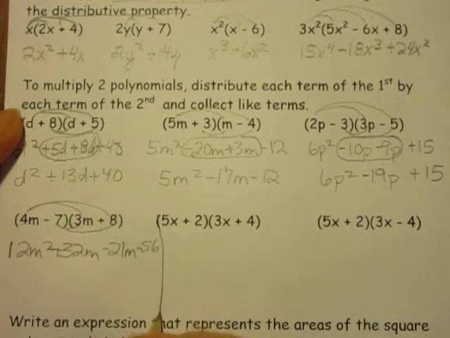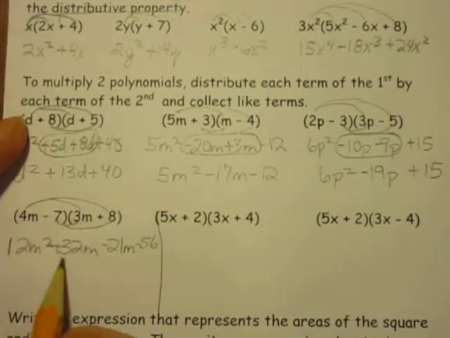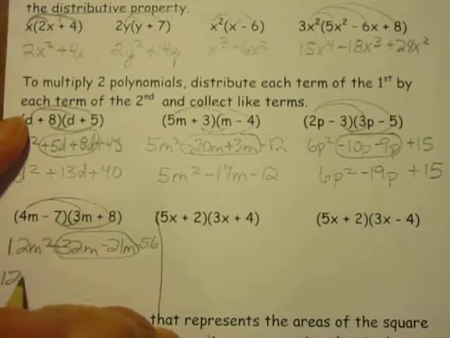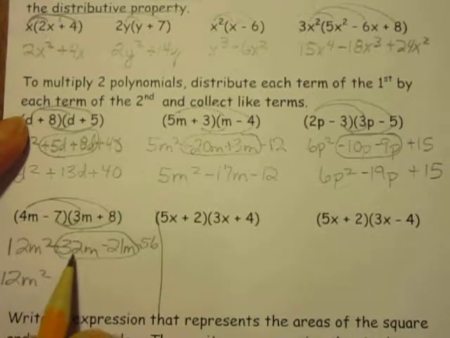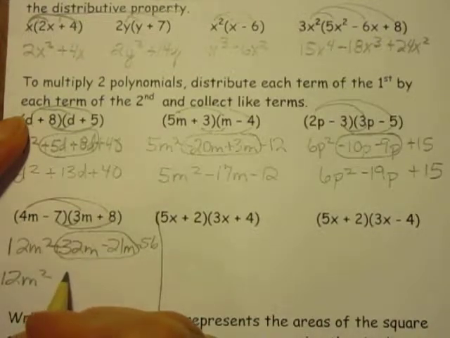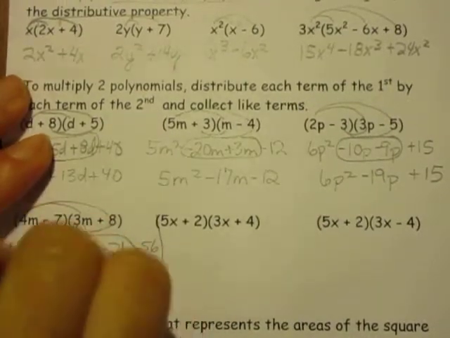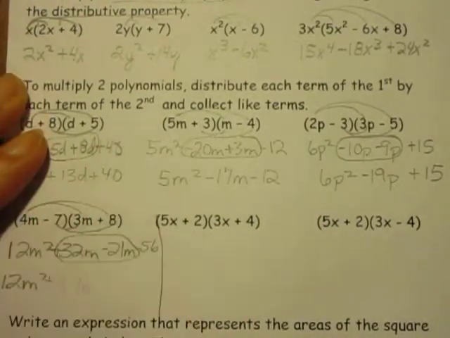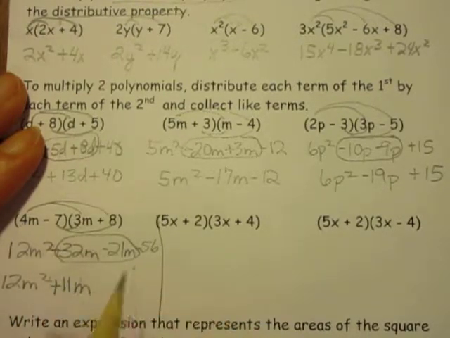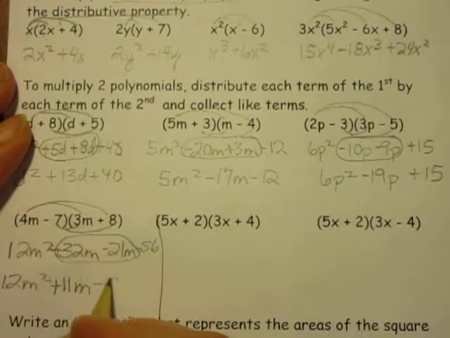I'm going to have to make sure I separate. Okay, so I can collect my like terms here in the center. So I'm going to have 12m squared. 32 minus 21 is going to give me 11. And, I'm sorry, I can't write very neatly here. It's going to be positive 11m. And then minus the 56.